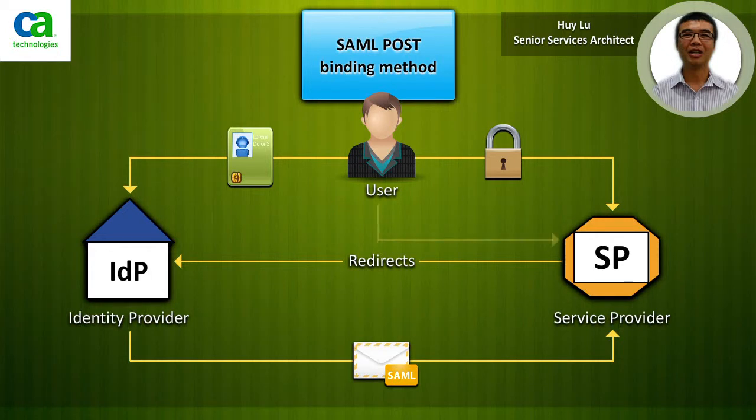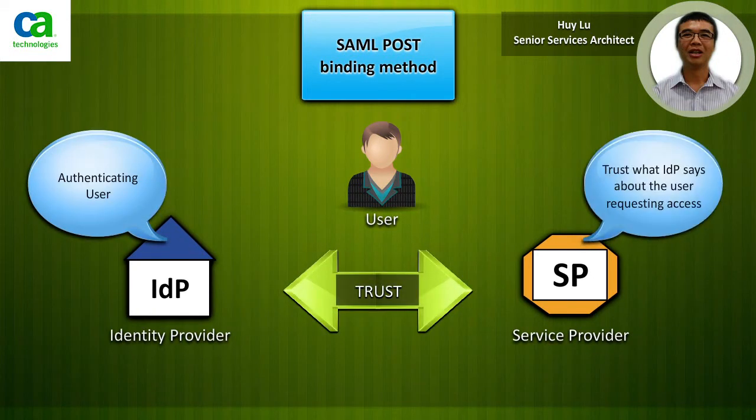In step 5, the service provider validates the SAML assertion and allows the user through to the target resource. Note that in this post-binding method, there is no direct communication between the identity provider and the service provider. The service provider would accept the SAML assertion from the user and validate that SAML assertion.